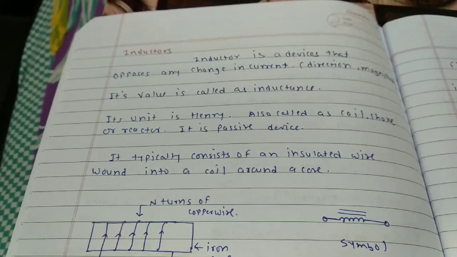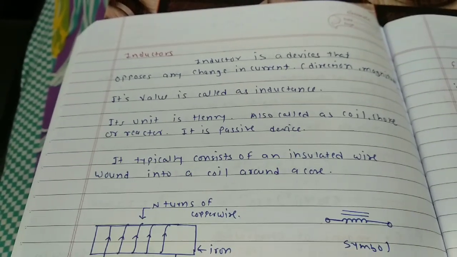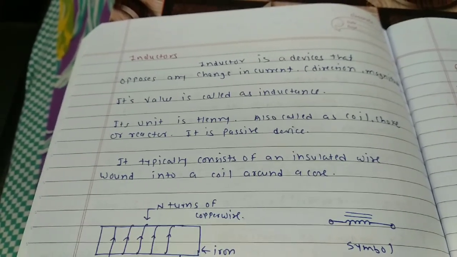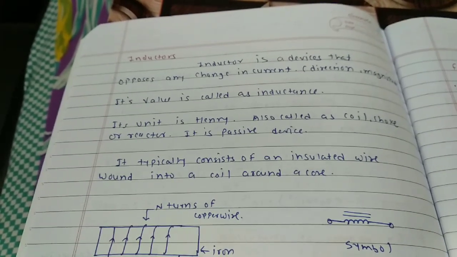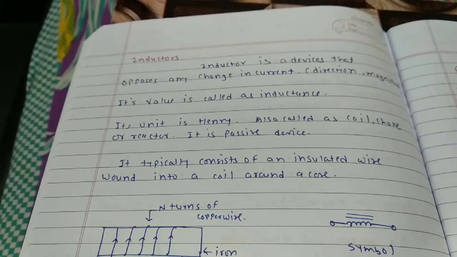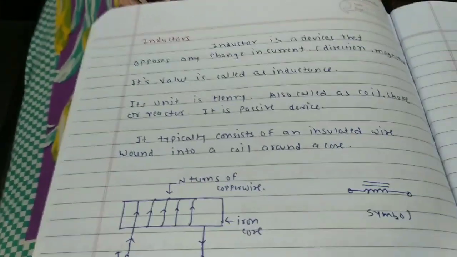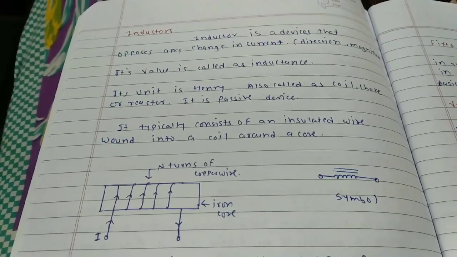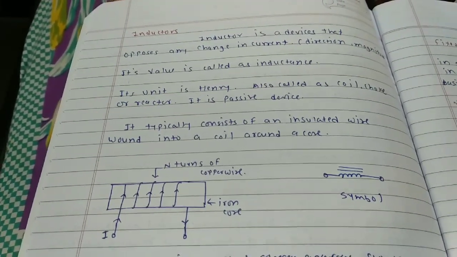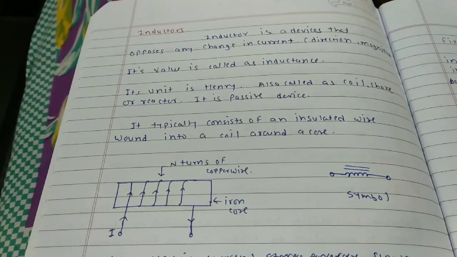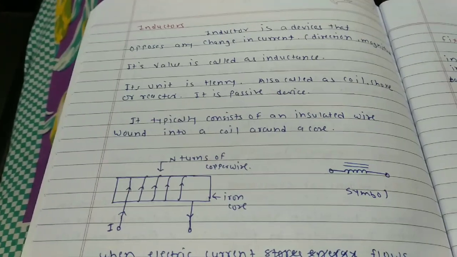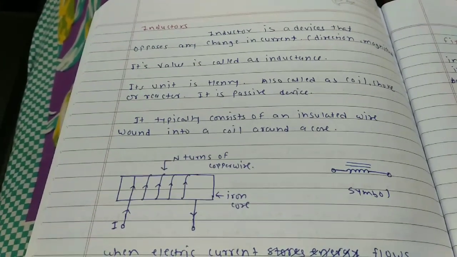Remember one thing, students always get confused between inductor and resistor. A resistor opposes the flow of current, but an inductor opposes any change in current. Note this: an inductor does not oppose the current, but it opposes the change in current, and that change can be a direction-wise change or a magnitude-wise change.